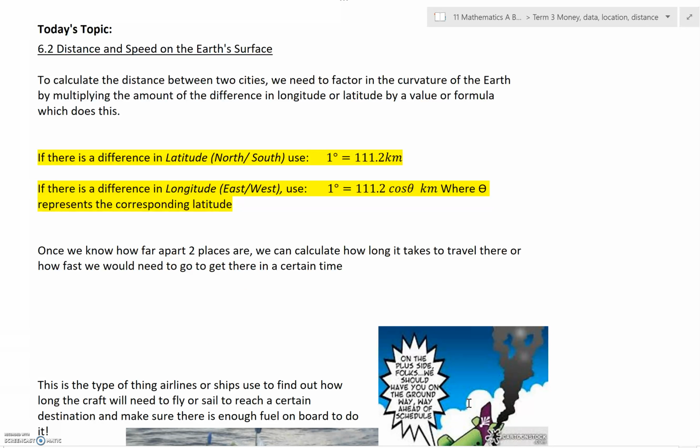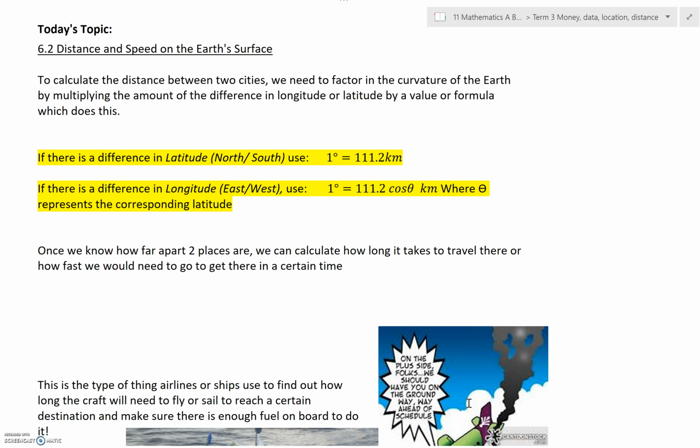So based on that, let's continue with today's topic, because we're going to use that information about the latitude and longitude to find out some more information. What we're going to do today is to calculate how far, or the distance between two cities, two places. And to do that, we need to factor in what's called the curvature of the Earth. Now, the Earth is obviously round, not flat. So that curve in the Earth's surface has to be taken into account.